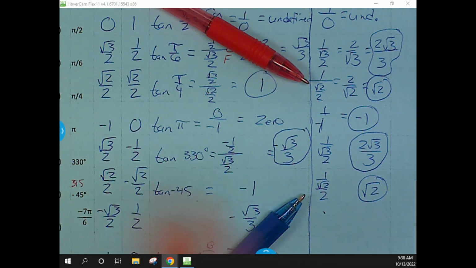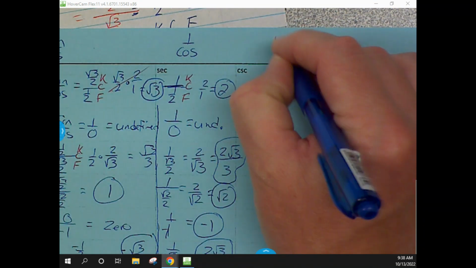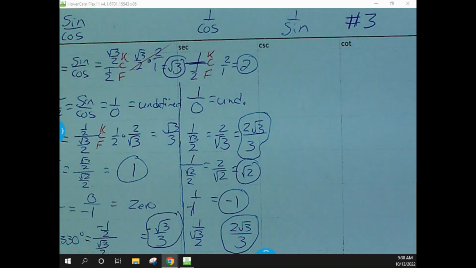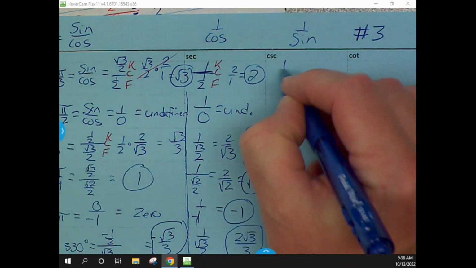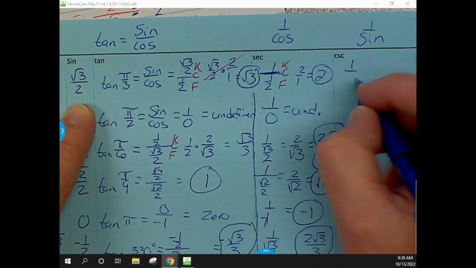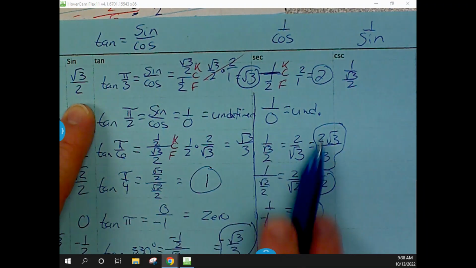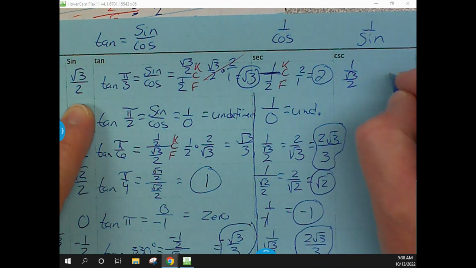Okay, and again, we could keep going through secant, but it's going to wind up doing the same thing. If we do cosecant, the only difference is it's going to be 1 over sine. But here's the great thing. It's the exact same numbers that we use for secant. Because in this case, cosecant is 1 over sine. Sine over here was square root of 3 over 2. But we just did that one right here, right? That's the same answer we used here. So instead of working it out, we know that answer is going to be 2 square root of 3 over 3.